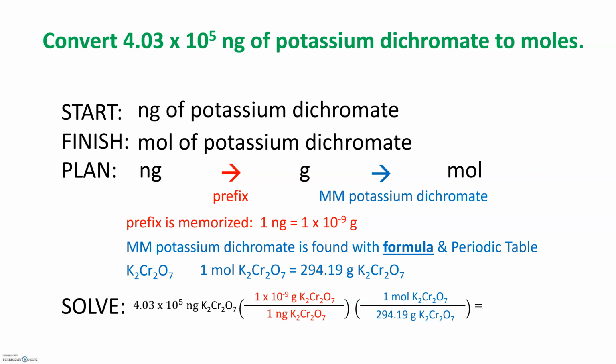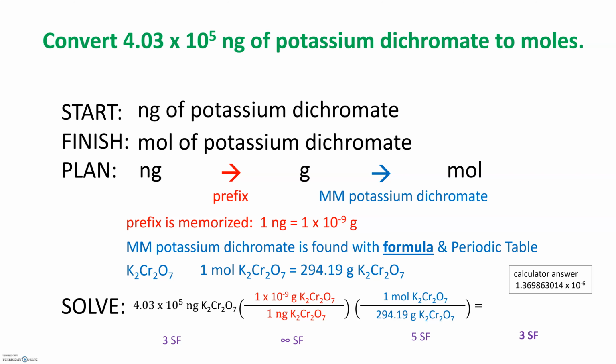Again, I'm ready to pick up my calculator, but I'm going to check for significant figures so I know what to do at the end. I have 3 in my starting number, an infinite number in the prefix. Remember, prefixes are exact numbers. They're from definitions, so an infinite number of significant figures, and 5 significant figures in my molar mass. So my answer should have 3.